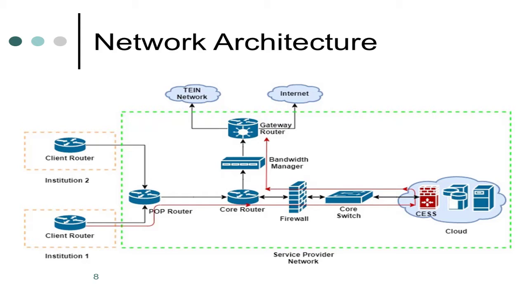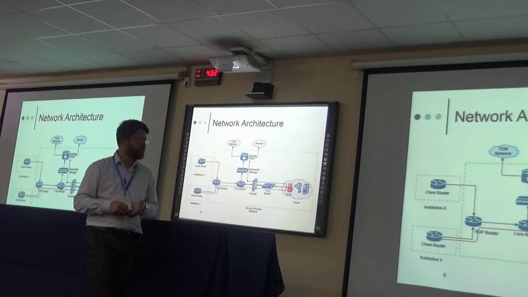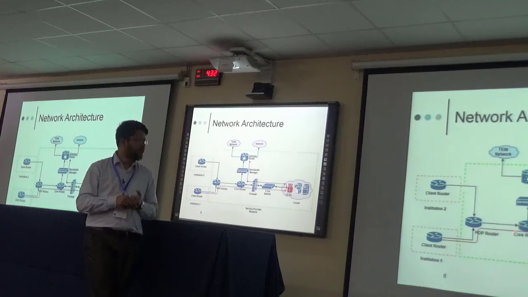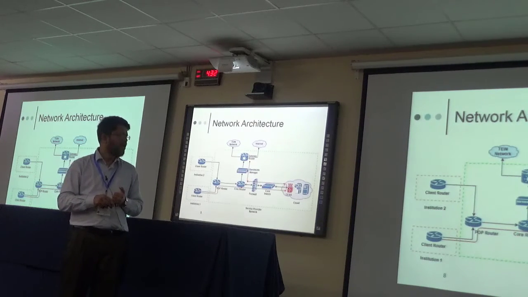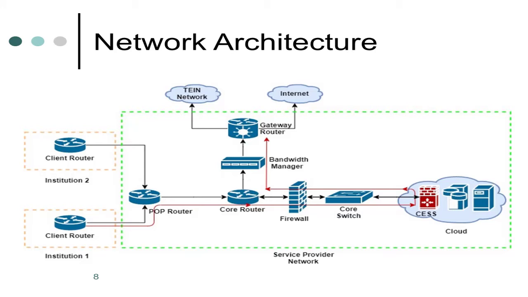This is the current network of BD2. These are different routing institutions. We have the core routers, the firewalls, the core switch, and this is the cloud. The problem that we faced: our original proposal was to install the CESS before the core router, because it would be the central point. However, the BD2 cloud was not before the core router. The cloud was connected on the side of the core router, and the client routers were on the other side.